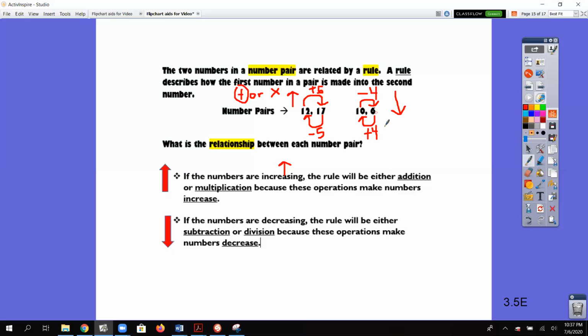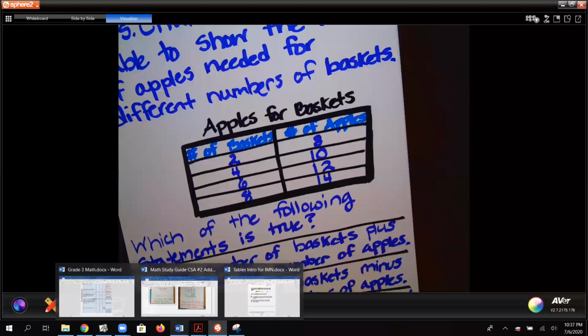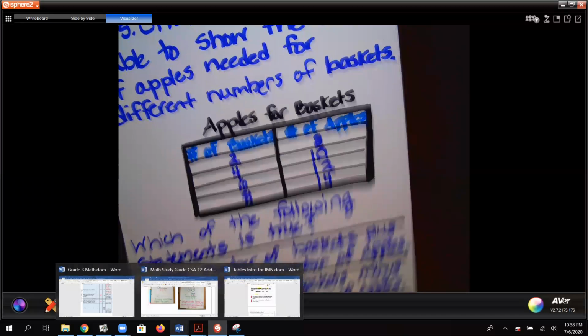Because 6 plus 4 is 10. Okay, now that we got those words, we practiced some of the meaning of those words. We're going to do one problem together. Okay, let me read the question.